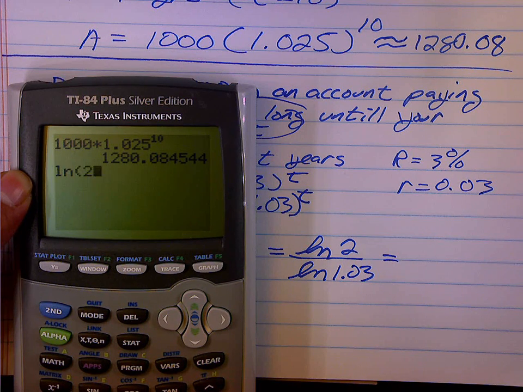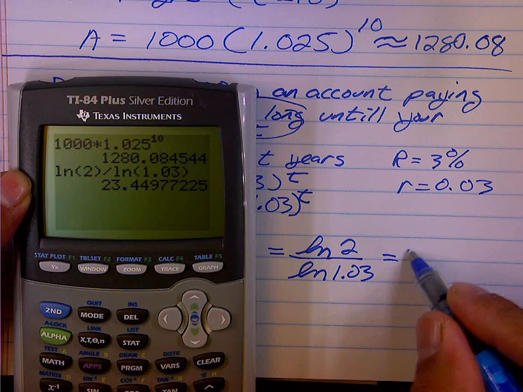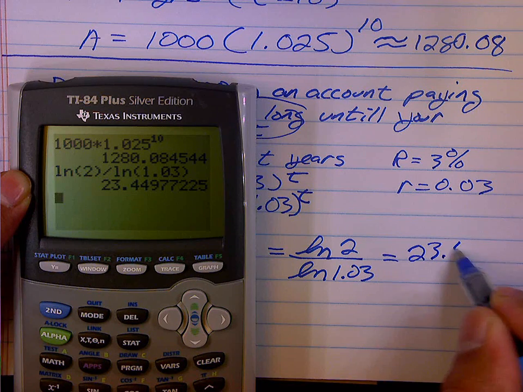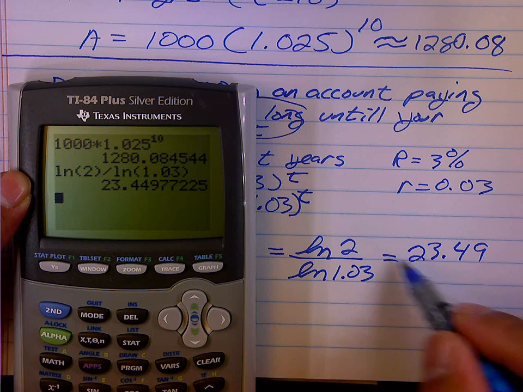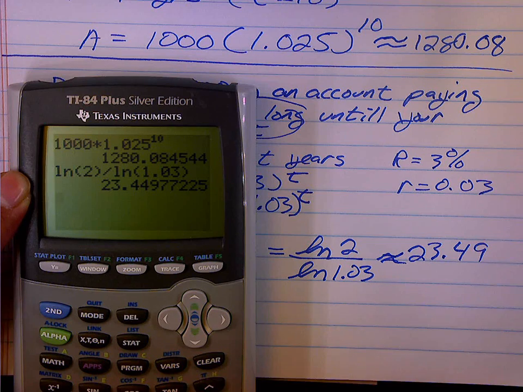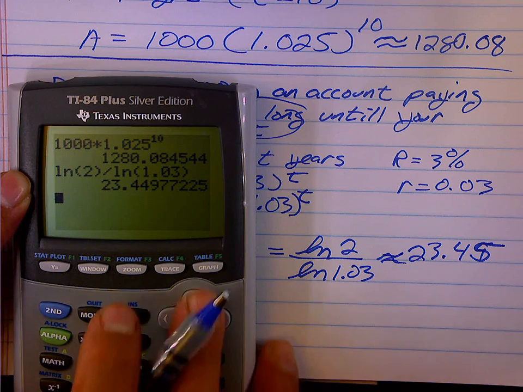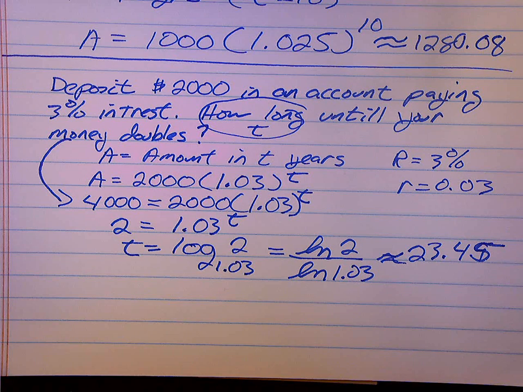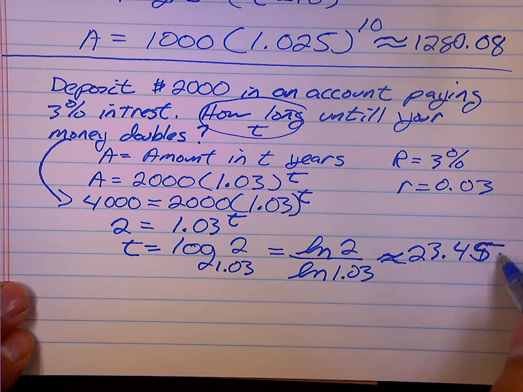Let's see, ln of 2 divided by ln of 1.03 is 23.49 approximately. Not 49, 44, 45. Rounded wrong. Years.